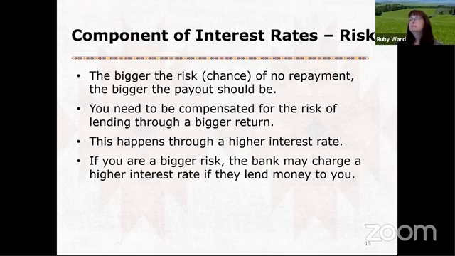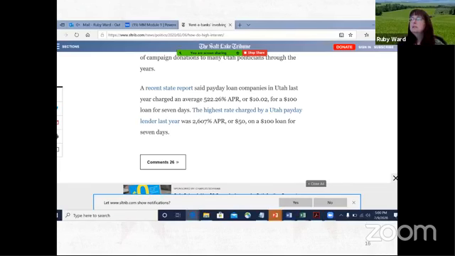The way this happens with lending is through the interest rate. If you're a bigger risk, the bank may charge you a higher interest rate if they lend money to you. And we've seen this. Here, I think, is that same example of the payday loan, the most extreme example that I've ever seen.